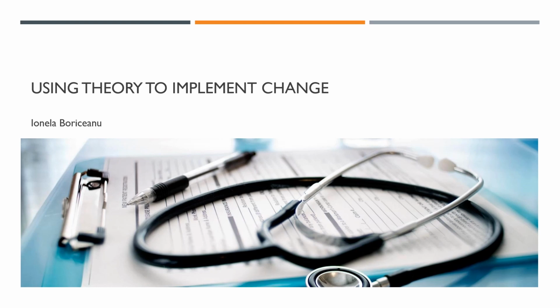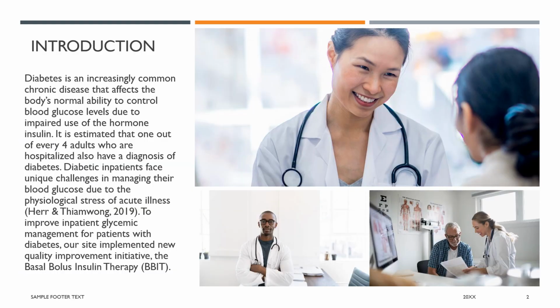Diabetes is an increasingly common chronic disease that affects the body's normal ability to control blood glucose levels due to an impaired use of the hormone insulin. It is estimated that 1 in every 4 adults who are hospitalized also have a diagnosis of diabetes. Diabetic patients face unique challenges in managing their blood glucose due to the physiological stress of acute illness.